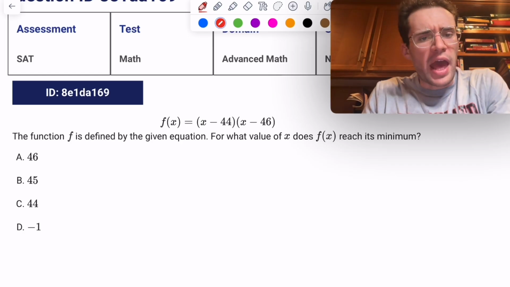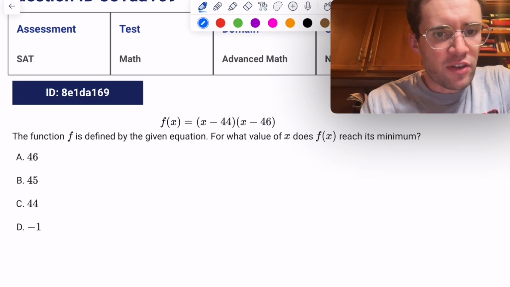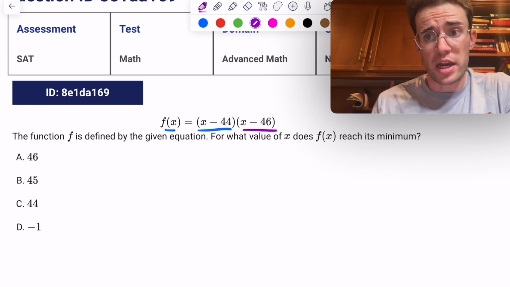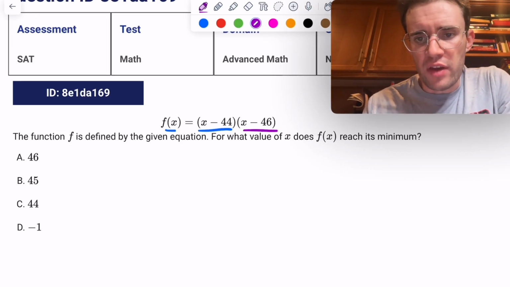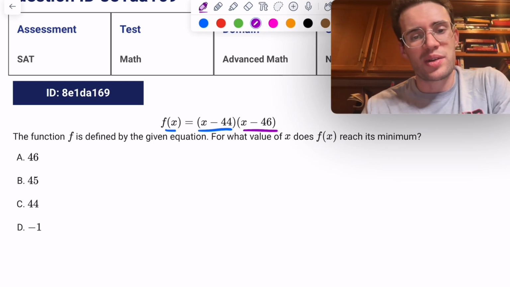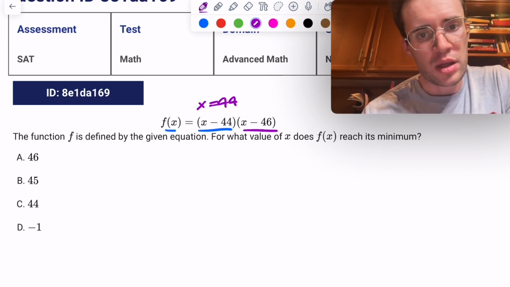The function f is defined by the given equation. So this given equation says f of x is equal to the quantity x minus 44 times the quantity x minus 46. This is a quadratic in factored form. For what value of x does f of x reach its minimum? Oh, okay, so these can help you find the zeros, right? The zeros will be when x is 44 and when x is 46.